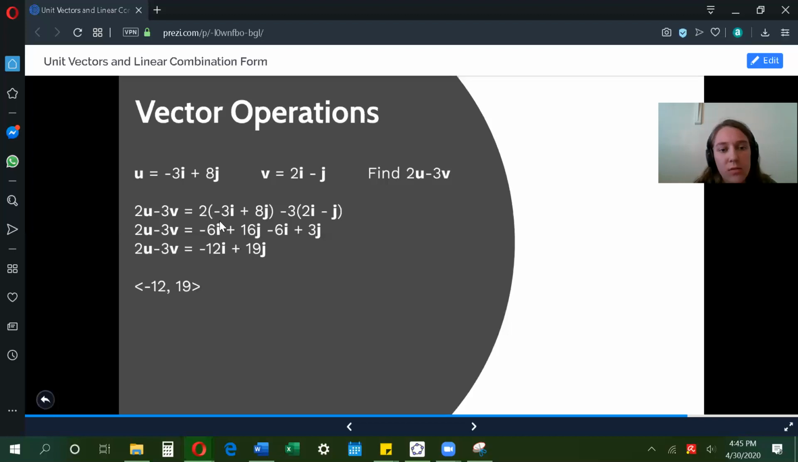Distribute the 2 over here, so you get negative 6i plus 16j. Distribute the negative 3 over here, get negative 6i plus 3j. Then you combine like terms, so negative 6i and a negative 6i will be a negative 12i, and a 16j and a 3j will end up being 19j. And if you want to convert it back into component form, you have right here, negative 12, 19.